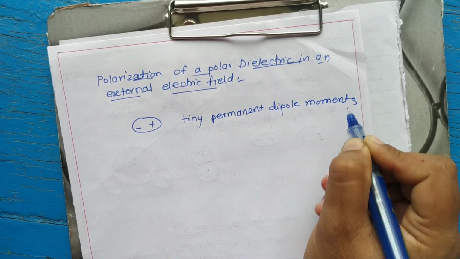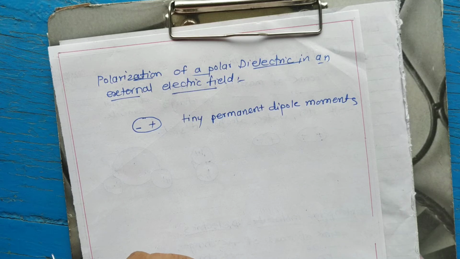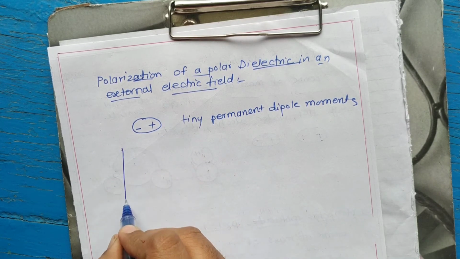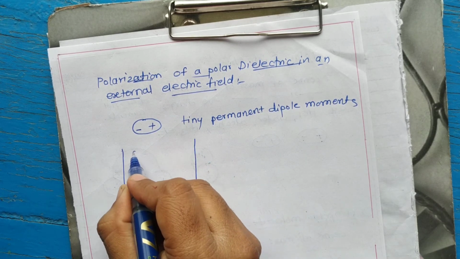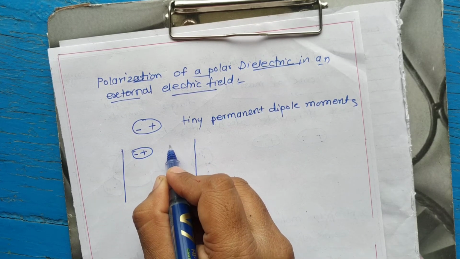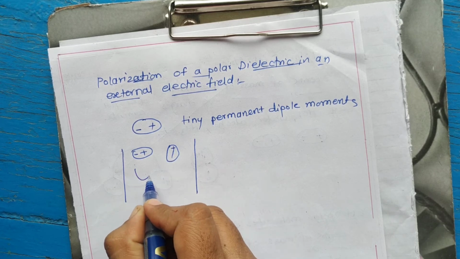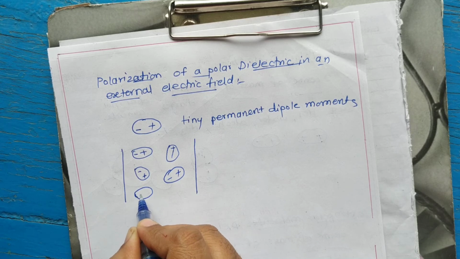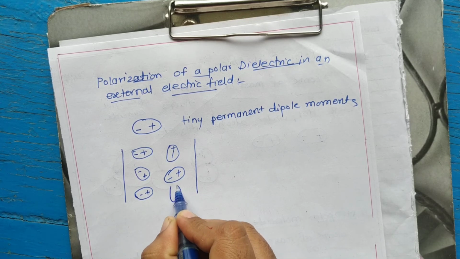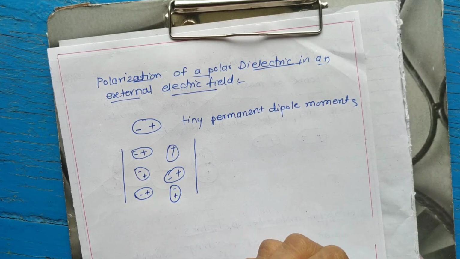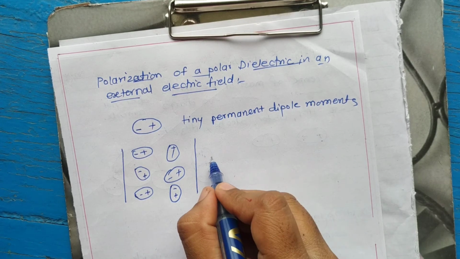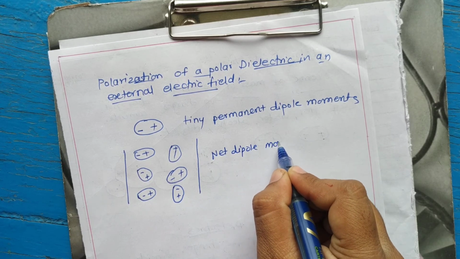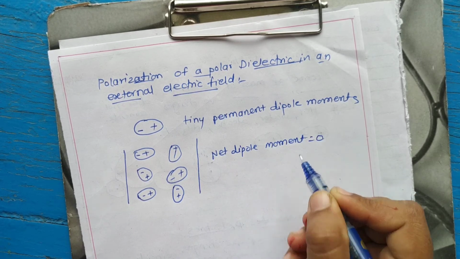These polar molecules will have tiny permanent dipole moments, and these dipole moments are randomly oriented. Suppose this is the structure for the polar molecule, negative positive. These dipole moments are randomly oriented, therefore the net dipole moment will be equal to 0.